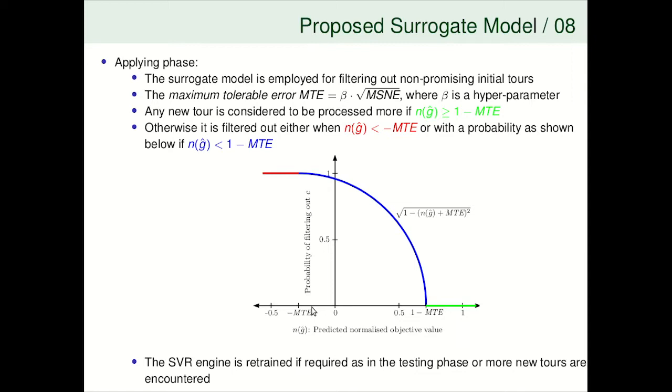Otherwise, it is filtered out either when ng hat is smaller than minus MTE, or with a probability as shown in this figure, if ng hat is smaller than 1 minus MTE. The SVR engine in this phase is retrained if required, as in the testing phase, or when more new tours are encountered. For more details, please see the paper.